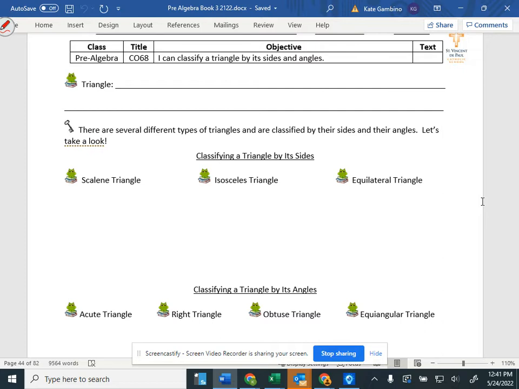So a triangle is a polygon like we talked about yesterday, with how many sides? 3. Yeah, with 3, because tri means 3. 3 sides and angles.